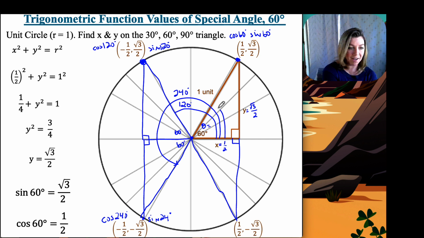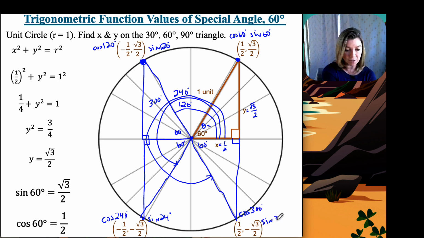initial side, 90, 180, 270 plus 30 more, because we're shorting ourselves these 60 degrees. So what was that? 270 plus 30. So that is a 300 degree angle. So we found that this tells us that cosine of 300 degrees equals 1/2, and sine of 300 degrees equals radical 3 over 2.